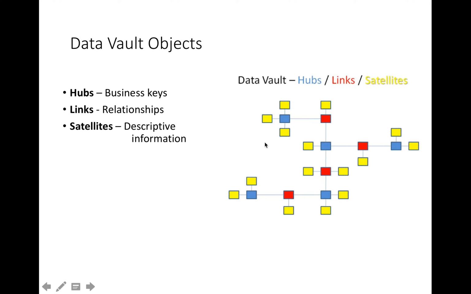A satellite is basically descriptive information. We store the business key in the hub, and all other attributes of the hub, for example first name, last name, and other things, go into the satellite. We can have any number of satellites, depending on the requirements and the number of systems we have in our enterprise.